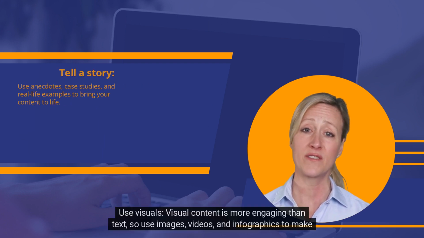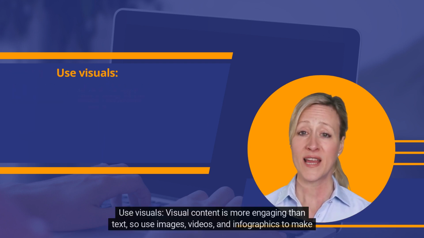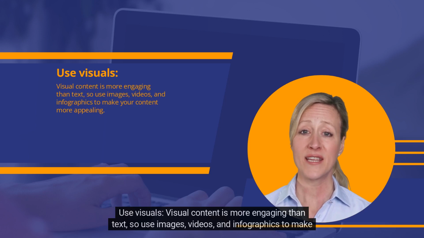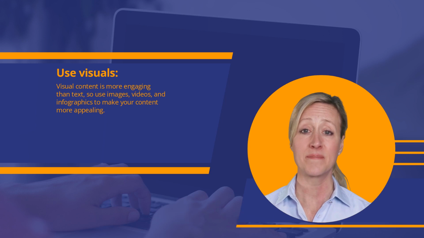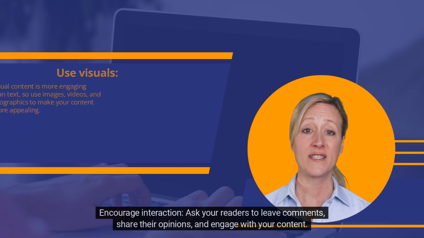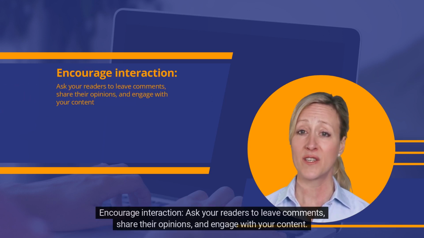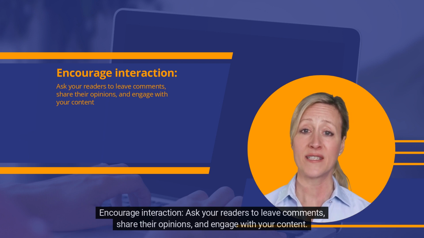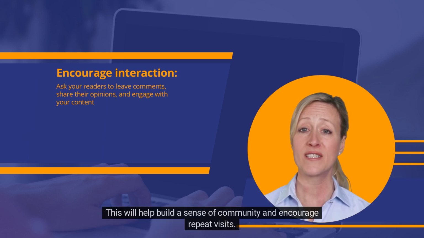Use visuals. Visual content is more engaging than text, so use images, videos, and infographics to make your content more appealing. Encourage interaction. Ask your readers to leave comments, share their opinions, and engage with your content. This will help build a sense of community and encourage repeat visits.